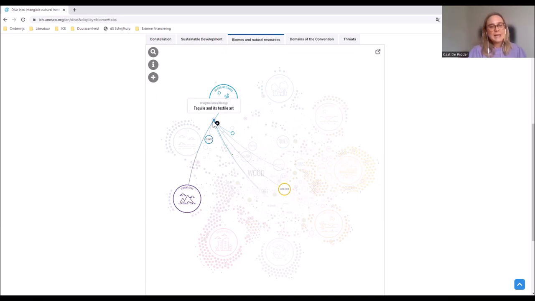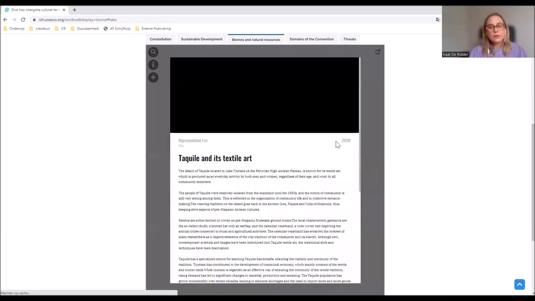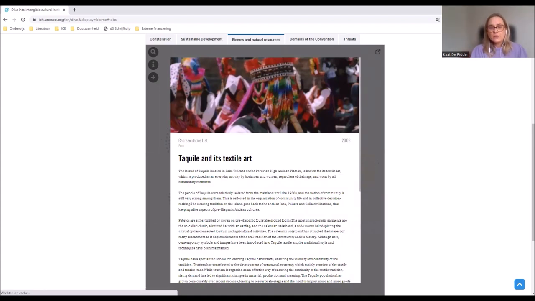Now, the people of Taquile were relatively isolated from the mainland until the 1950s. The notion of community is still very strong among them. And what is special about this practice is that the weaving tradition goes back to ancient Inca civilizations. So it's very important when it comes to pre-Hispanic and Andean cultures. Fabrics are knitted, they are woven, and the most characteristic garment is a so-called chullo, which is a knitted hat with an ear flap. But there's also a calendar waistband, which is a wide woven belt depicting the annual cycles that are connected to ritual and agricultural activities.